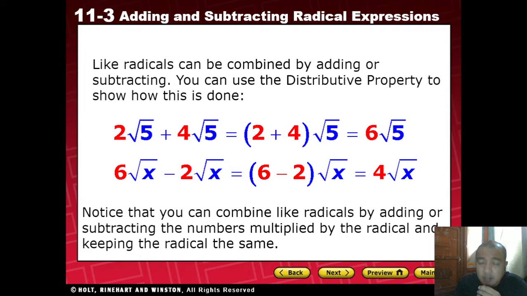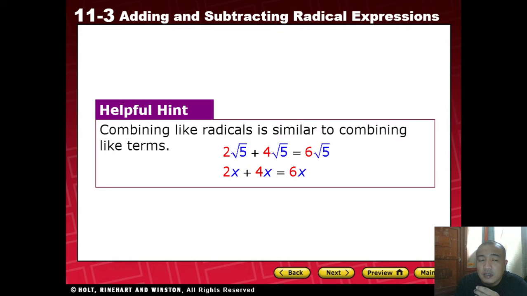So notice that you can combine like radicals by adding or subtracting the numbers multiplied by the radical and keeping the radical the same. So it's just the same as adding and subtracting similar terms in algebra. A helpful hint: combining like radicals is similar to combining like terms. That's what I told you a while back. 2 square root of 5 plus 4 square root of 5 is 6 square root of 5. 2x plus 4x is 6x.